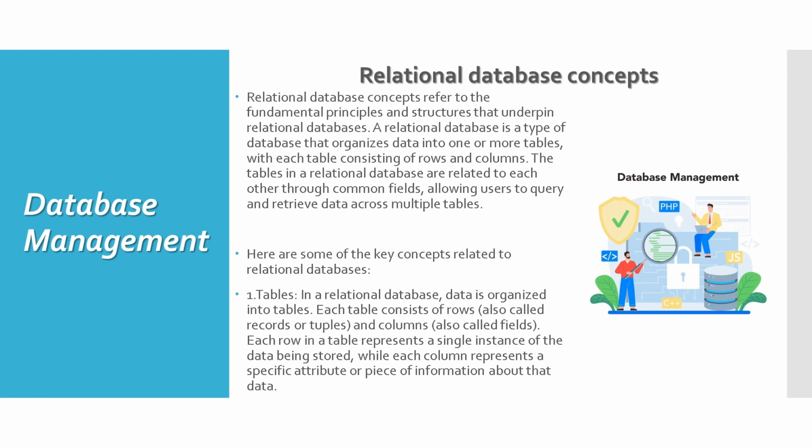1. Tables. In a relational database, data is organized into tables. Each table consists of rows, also called records or tuples, and columns, also called fields. Each row in a table represents a single instance of the data being stored, while each column represents a specific attribute or piece of information about that data.